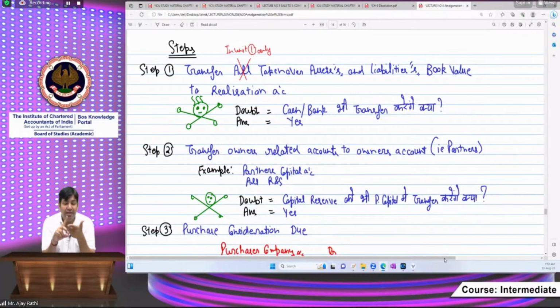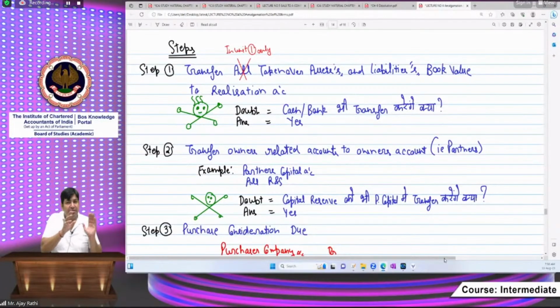Beta, listen to me very carefully. There must be a line in the question that except cash and bank, all the assets have been taken over, except debtors, except stock, some assets are there which have not been taken over by the purchasing company. Okay, beta. See, one thing I want to clarify. All partnership firms, firm number 1, firm number 2, maybe a single partnership firm. Usually you will find only a single partnership firm which is being converted into the company.